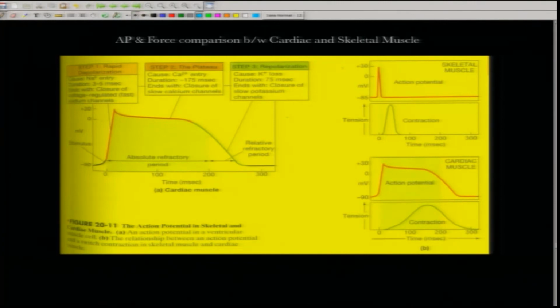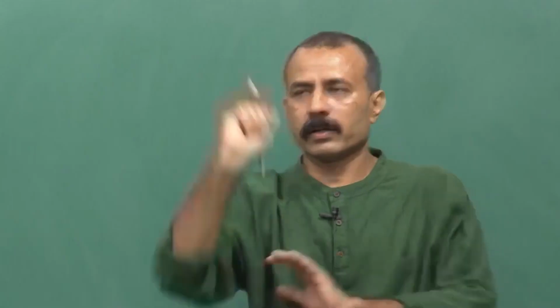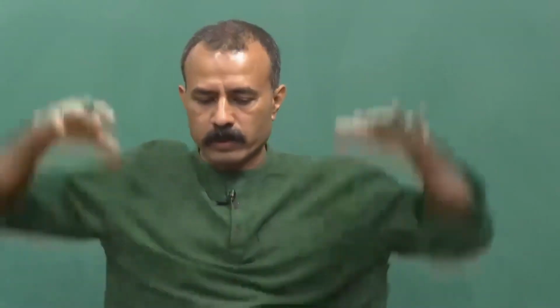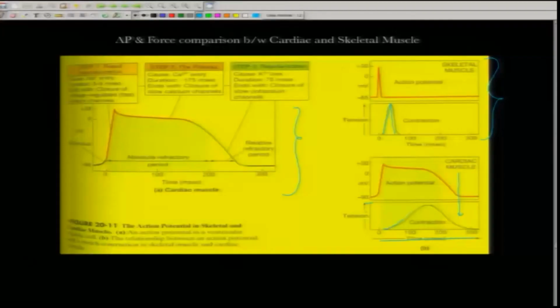So this is the classic action potential of cardiac myocytes, and if you look at the force generation, this is the contraction force, and this is the time window of the contraction force, whereas comparing it with skeletal muscle. In skeletal muscle, things happen in one shot, big force, whereas here the force is distributed over a period of time.